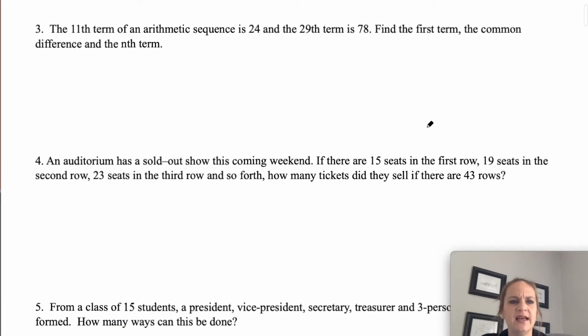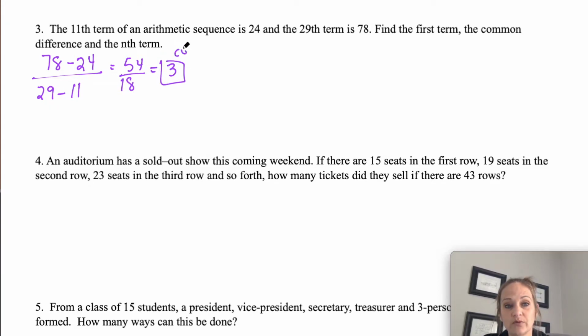Number 3. This is an arithmetic sequence. They give us the 11th term and they give us the 29th term. So this is where we have to first find the common difference. To do that, we're actually going to use something that's very similar to the slope formula. We are going to take 78 minus 24 on top, and on bottom, we're going to take what the terms were. It was the 29th term, and we're subtracting the 11th term. 78 minus 24 is 54, and 54 over 18 gives you 3. This represents the common difference.